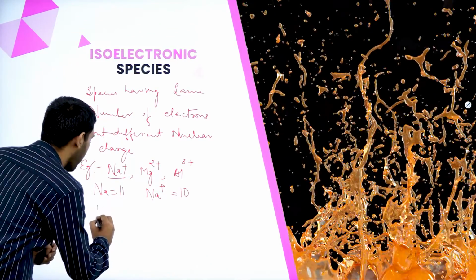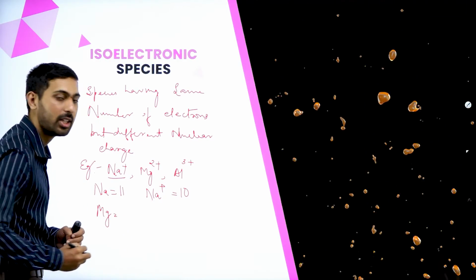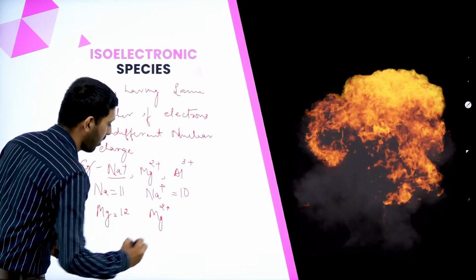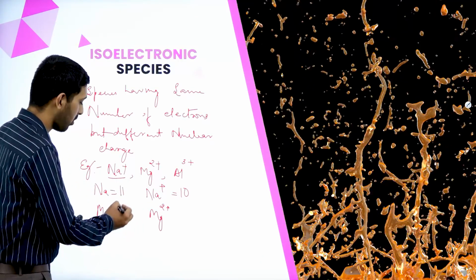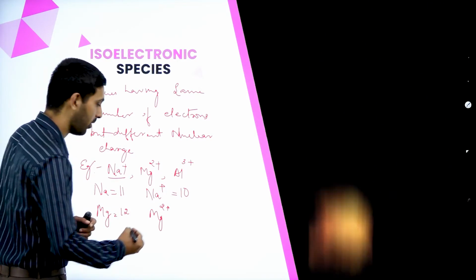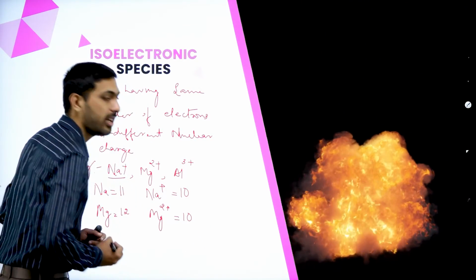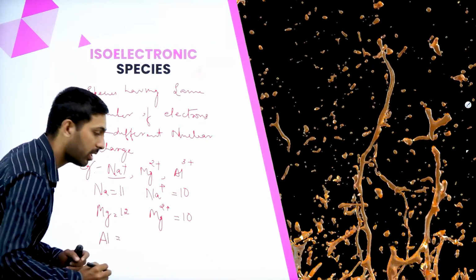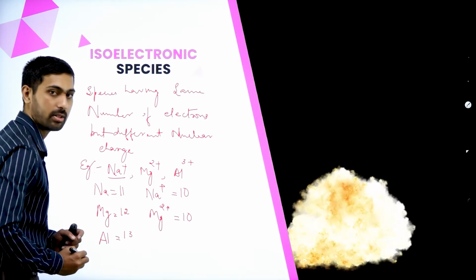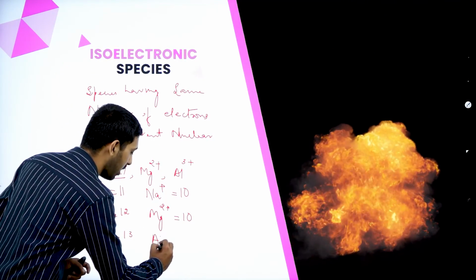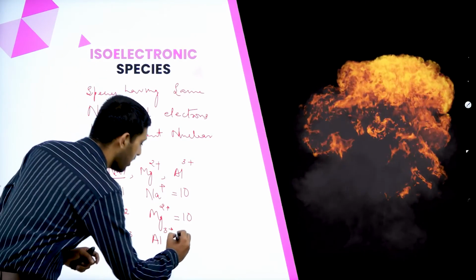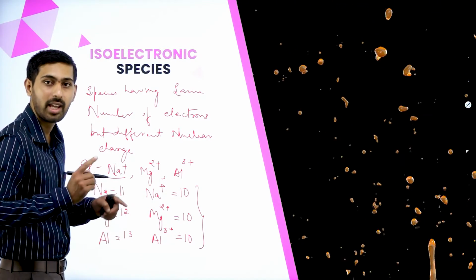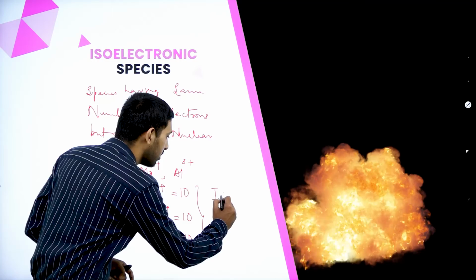Next is magnesium. What is the atomic number of magnesium? It is 12. For Mg2+, it has lost 2 electrons, so it will be 10. Now let us see aluminium, Al. Its atomic number is 13. I am removing 3 electrons, Al3+, so it will be 10. Different atomic number but same number of electrons. They are called isoelectronic species.